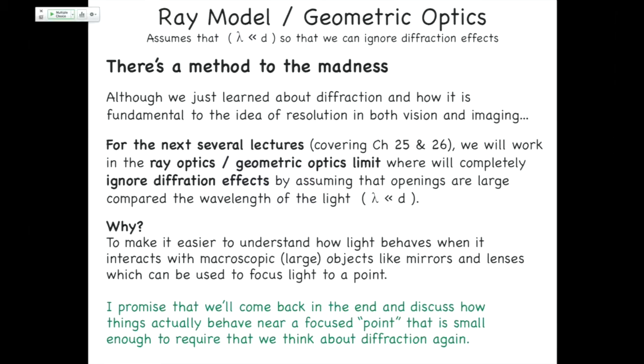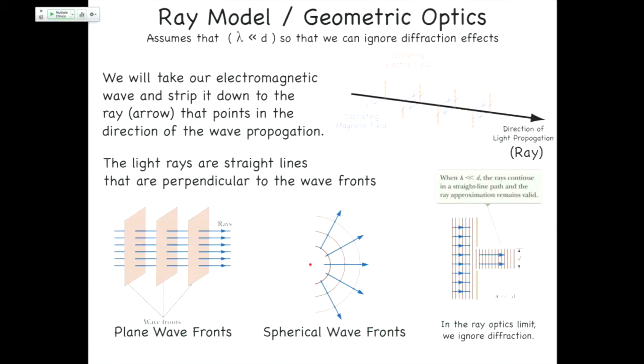And we're going to treat everything as a ray. We're going to take our electromagnetic field, and we're pretty much going to ignore the field part, and just treat it as a ray, as an arrow that propagates through space. We just know the direction it's going, and that's all we really care about. Okay? The rays are straight lines that are perpendicular to the wavefronts. So if we have these plane waves coming, then all the rays are perpendicular to that.